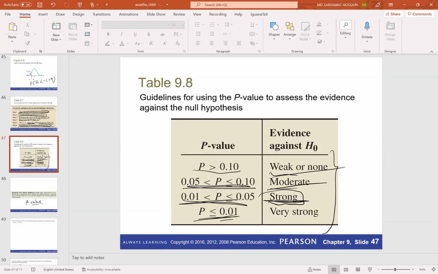But if the level of significance is given, in that case, we do not make our decision like this. We just say reject or fail to reject. We do not say whether it is strong or very strong or moderate or no evidence.